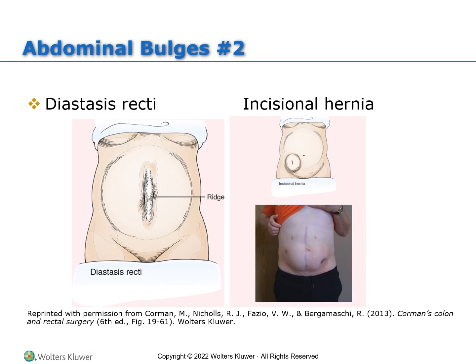In the picture on the left, we have a condition known as diastasis recti, and this occurs when the bowel protrudes through a separation between the two rectus abdominis muscles, and it appears as a midline ridge. The bulge may appear only when the client raises the head or coughs. This condition is of little importance. On the right, we have an incisional hernia. This occurs when the bowel protrudes through a defect or a weakness resulting from a surgical incision. It will look like a bulge near the surgical scar on the abdomen.